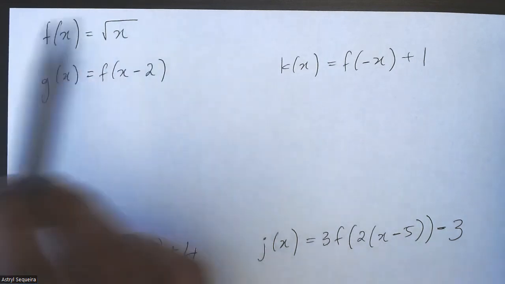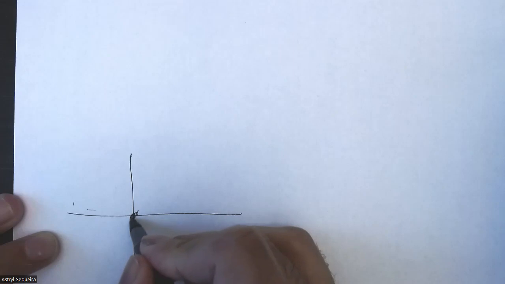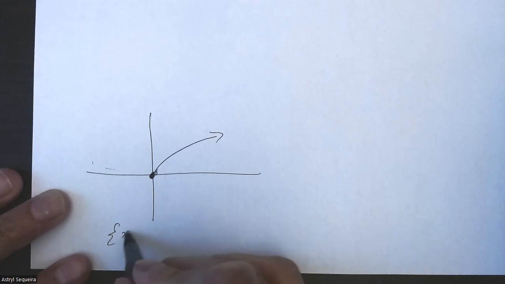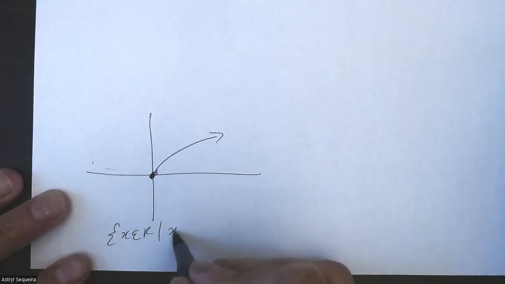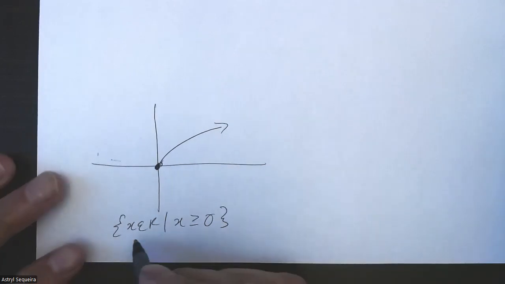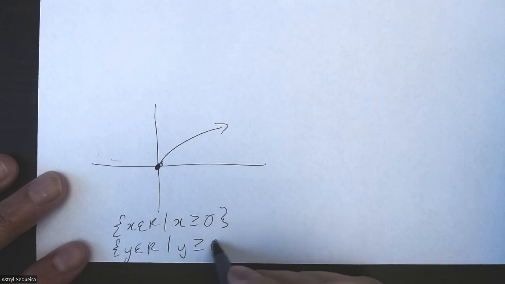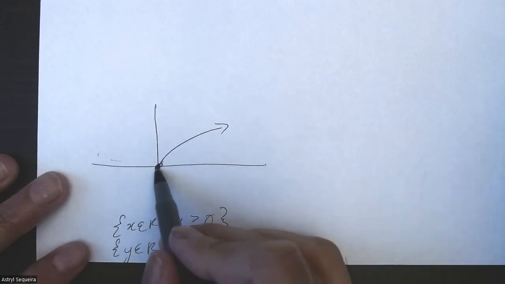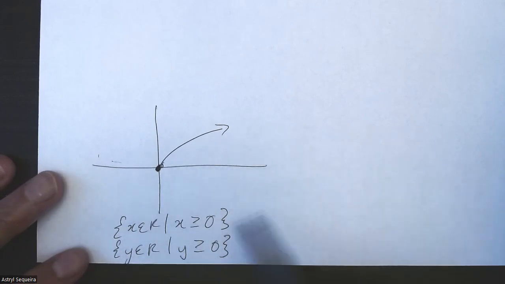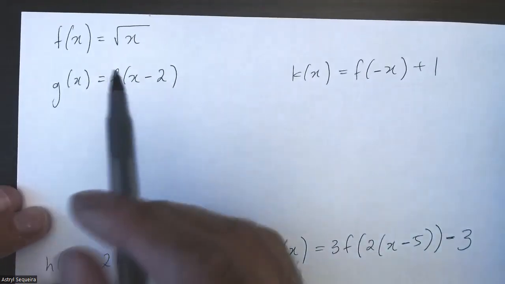Now let's just talk about the parent function f of x, the original function. We know a root function starts at the origin and it just goes like this. So I know my domain is all real numbers such that x is greater than or equal to 0. And I know that my range is all real numbers such that y is greater than or equal to 0 because your minimum x value and y value are both 0. So based off this, you can just transform your functions and then do the domain and range of the transformed functions. So let's start with the first one over here.